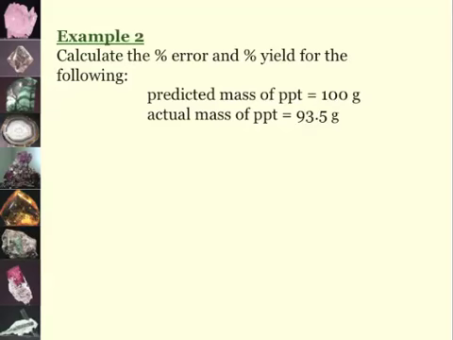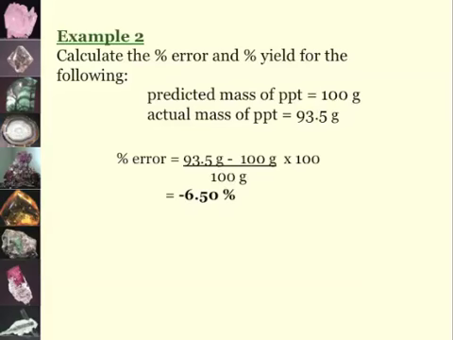The second example tells me that my predicted mass is 100 grams, but the actual mass is 93.5. To do my percent error, I take 93.5 minus 100, divided by 100, times 100, and I get negative 6.5%. That tells me that I have less than what I should have gotten. And my percent yield, of course, is going to be less than 100% in this case, at 93.5%.